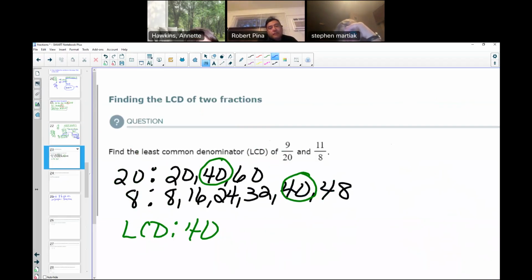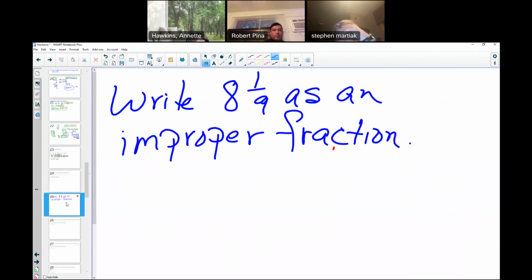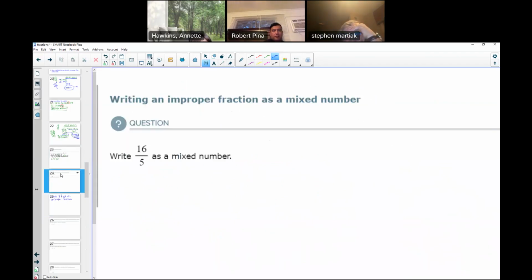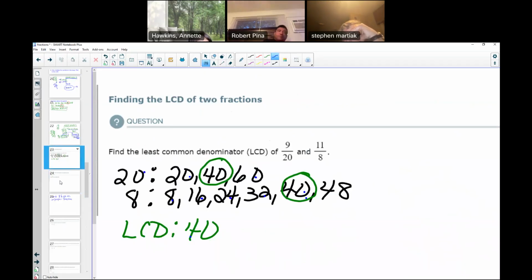So I'm using the multiple method here. I list 20 and I list 8, and I get the multiples of 20. 20 add 20, 40 add 20, I get 60. 8 add 8, 16 add 8, 24 add 8, 32 add 8, 40. And then I want the smallest number. So the least common denominator is 40. Okay. All right. So we have found the least common denominator.